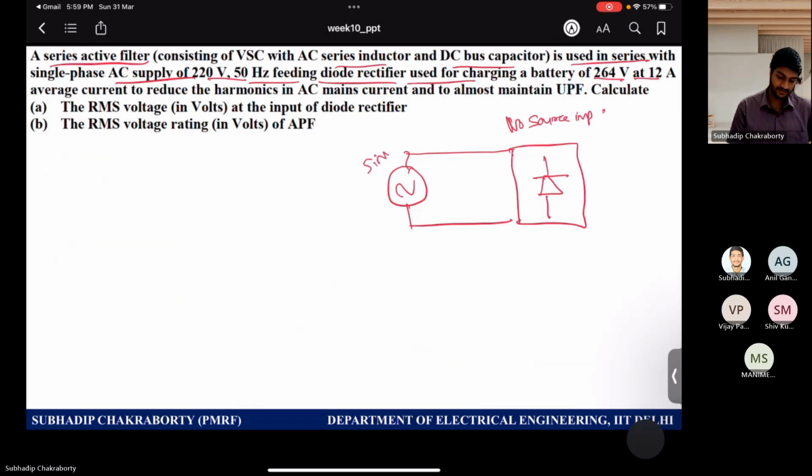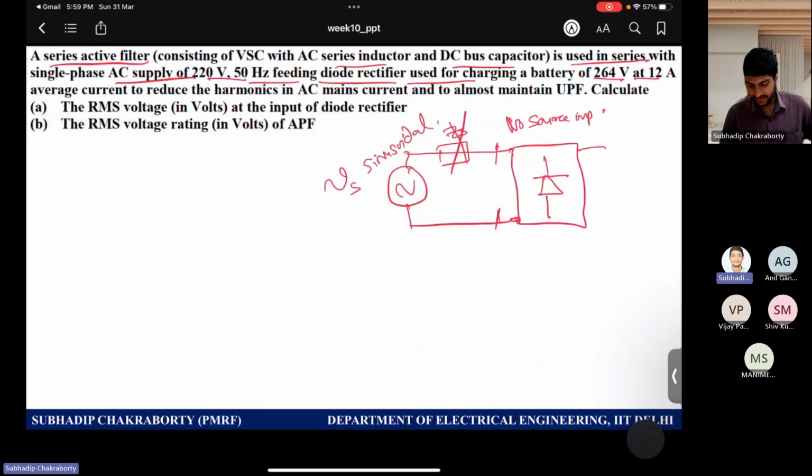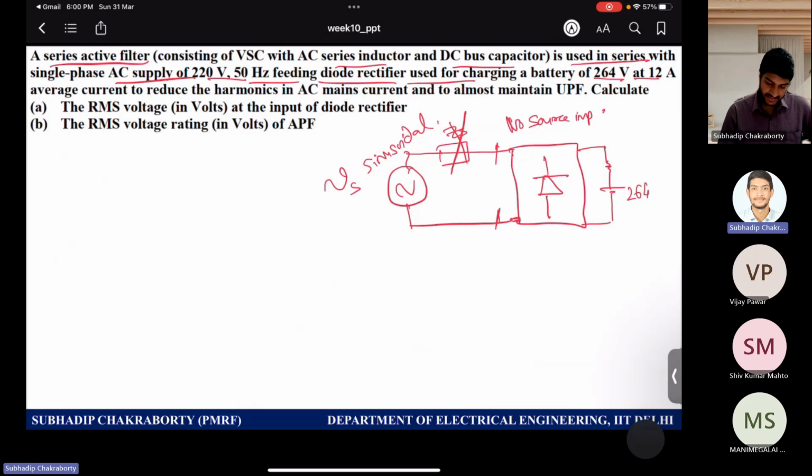So V supply is sinusoidal, and obviously this is also sinusoidal because there is no source impedance there. So ZS is not there in this problem. And you feed it to a battery. A small resistance should be there, however it is not told in the question. So this is 264 volts and this is 12 amps, constant current, okay. Now tell me, if you had a sinusoidal supply like this feeding a battery for charging, what is the nature of your input current?